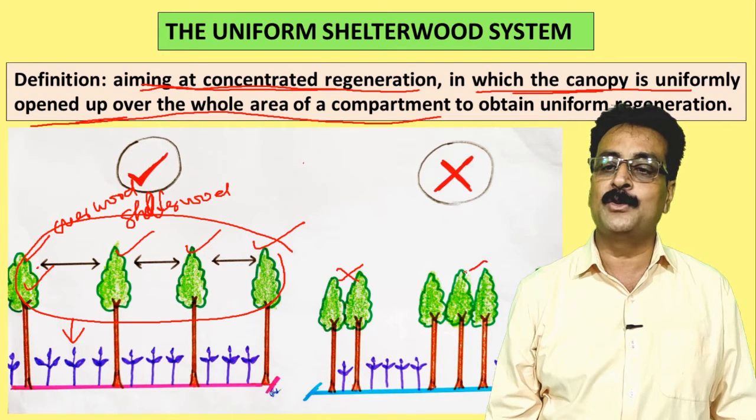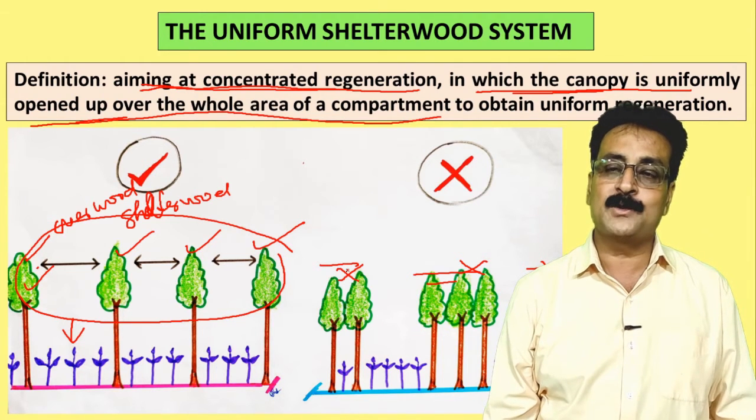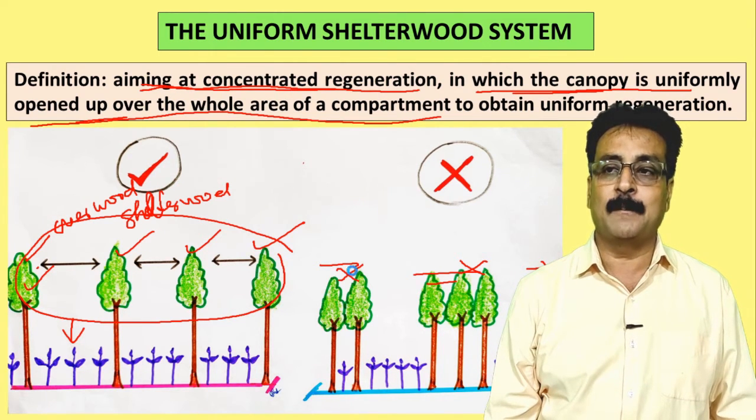So here it is not a uniform way. We can see it is not uniform. This is not a uniform system. It is something like irregular. So in the uniform system, our objective is to open up the shelterwood uniformly in the compartment for the regeneration.